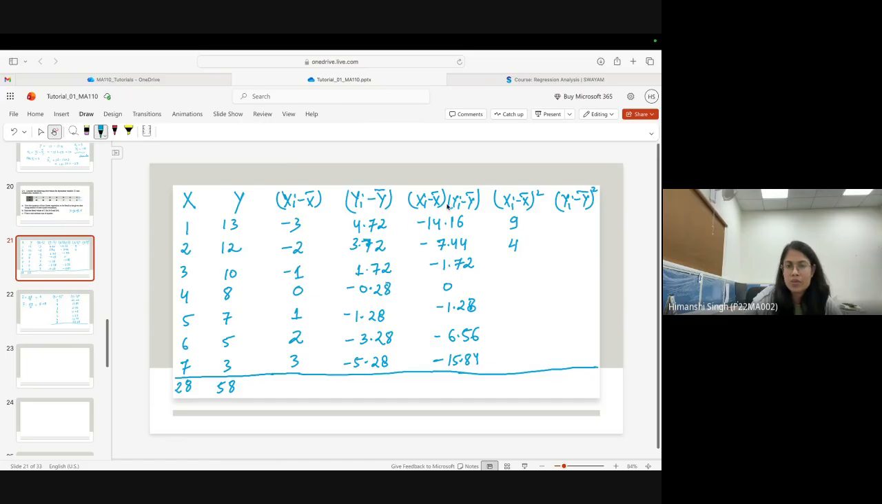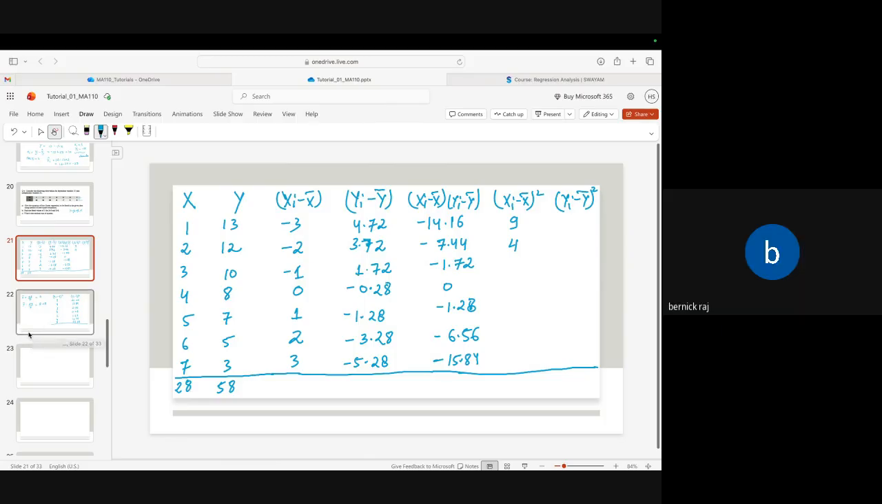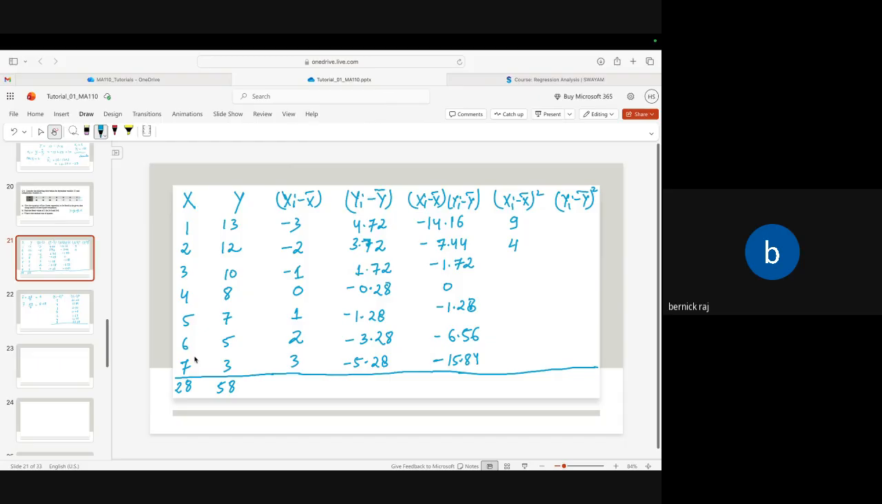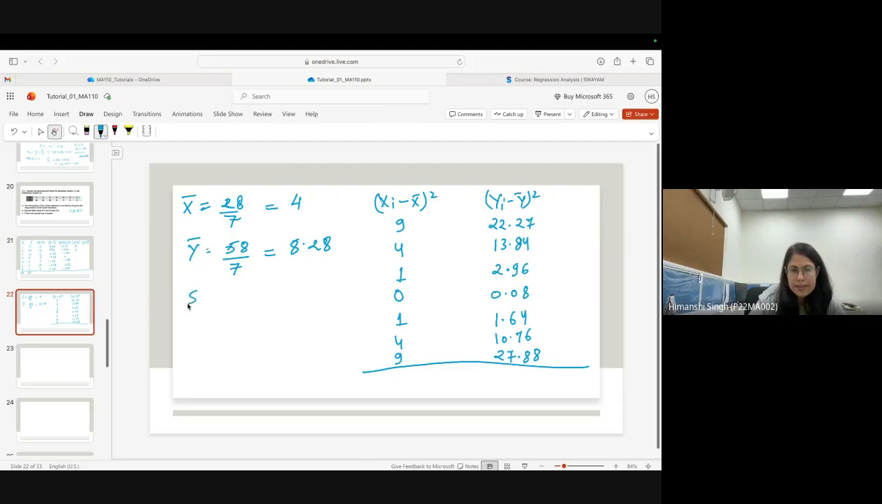So first of all, we have to find the summation of xi minus x bar multiplied by yi minus y bar. So sum this. What will be the sum of this quantity? Sxy. Xi minus x bar into yi minus y bar, whose sum is minus 47. So here we have Sxy, and this quantity is coming out to be minus 47.